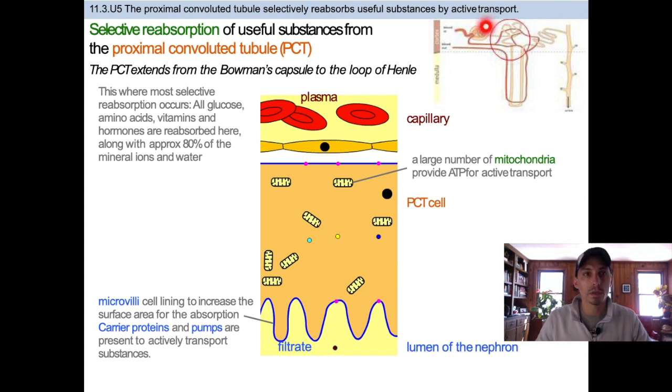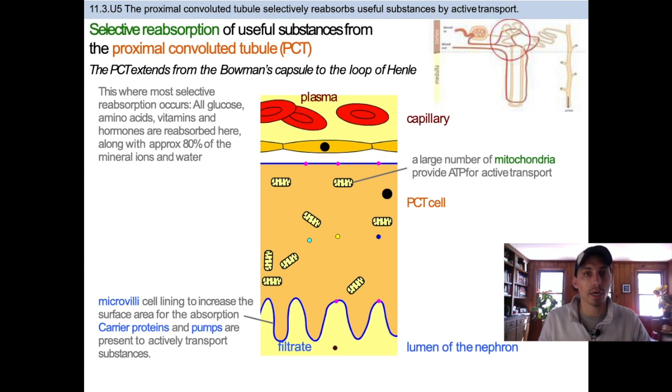So from Bowman's capsule, we are now in the proximal convoluted tubule. You can see that there. So I have my two different tube systems here. In this red line, those are my blood vessels, and in this yellowish orangish line, that is my filtrate. That was what was taken out of the blood. So I have two separate things here. I have filtrate and I have blood.